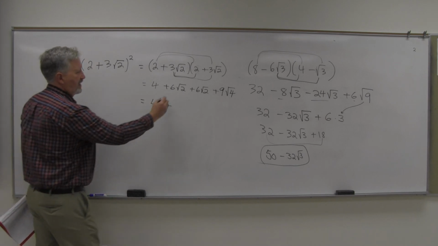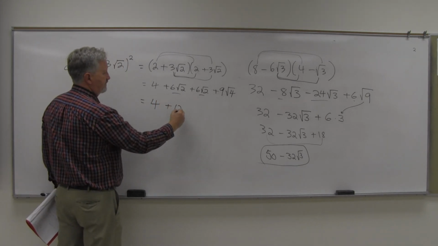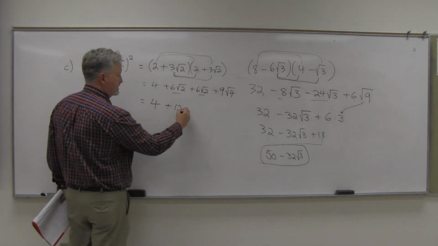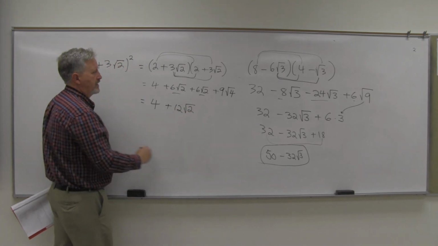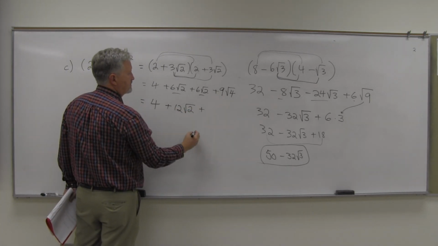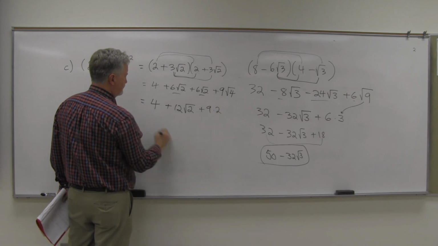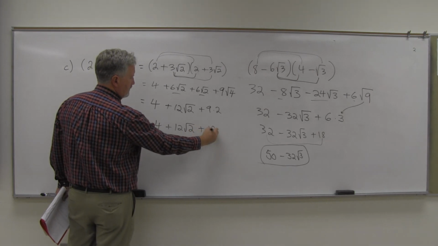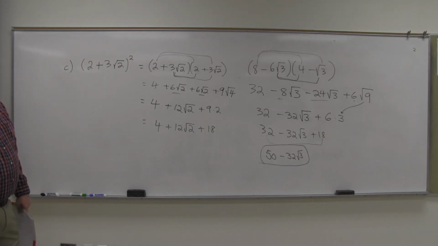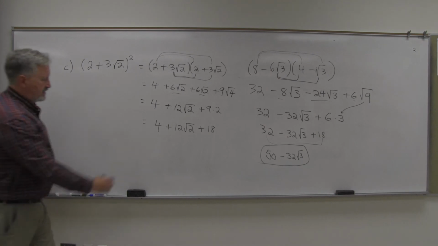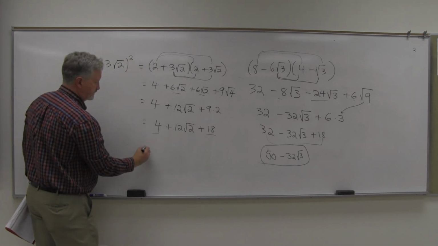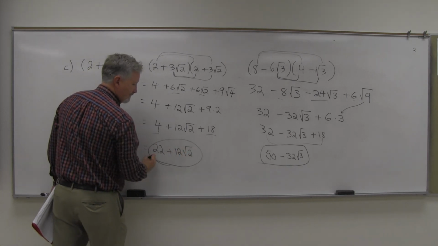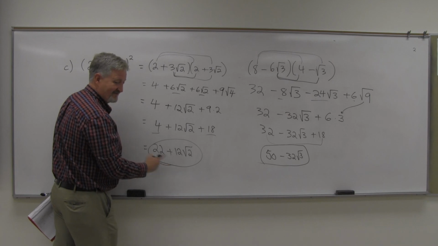So the middle 2, we got like radicals, so you can add those. So that's 12, 6 plus 6. But when you add the like radicals, the radical stays the same. So it's still just square root of 2. Then you got 9 times square root of 4, so that's 9 times 2, that's 18. So it's 4 plus 12 square root of 2 plus 18. And so then you can combine the 4 and the 18. 22. Done? Can I combine those? No. All right, we're good.